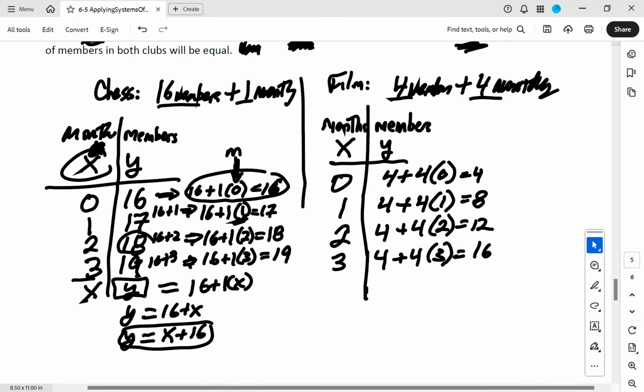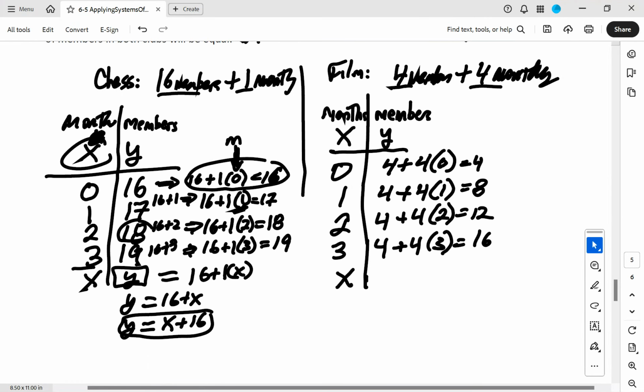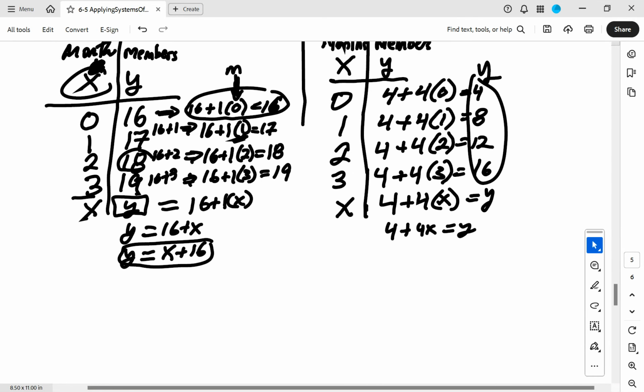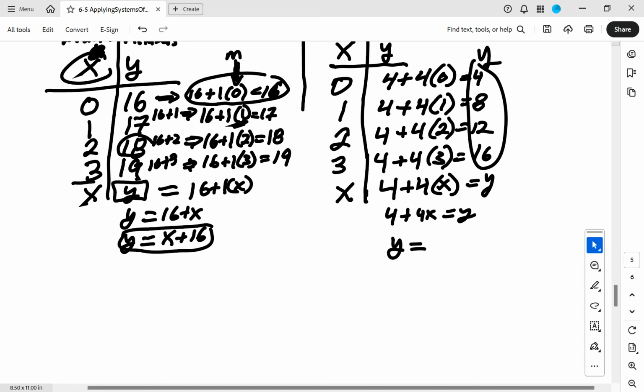Now let's put it in terms of a variable. If it's x, that's 4 members starting off, plus 4 new members every month, and it's x months. So that's going to be equal to y, because all of these numbers are our y's. So 4 plus 4x equals y, or if we're going to put it in slope-intercept form, y equals 4x plus 4, the x will come first, and we now have another equation.